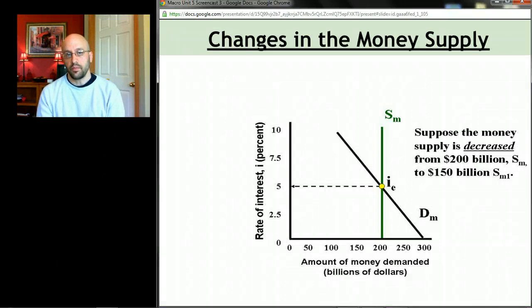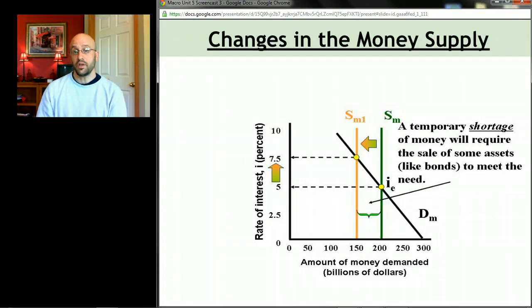Let's say that the money market graph looks like this, and let's say that the Federal Reserve decides to reduce the supply of money from $200 billion to $150 billion. This money supply curve would shift to the left, and in the future we'll be talking about how the Federal Reserve actually does that. But you'll notice that in the short term there's a little shortage of money. There's $50 billion that don't exist anymore.